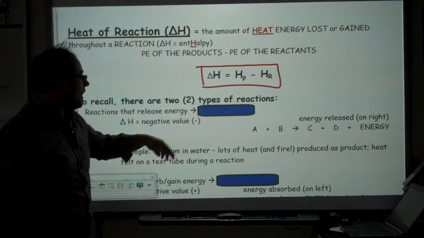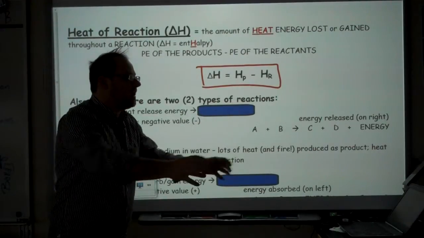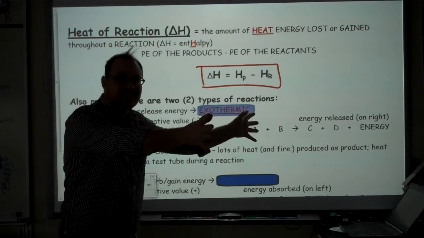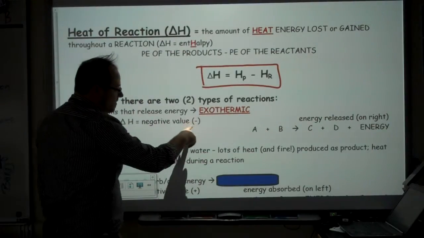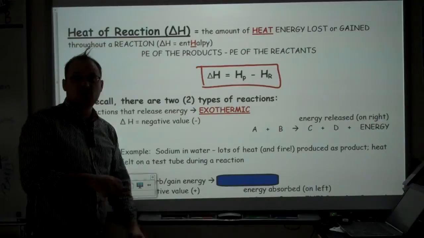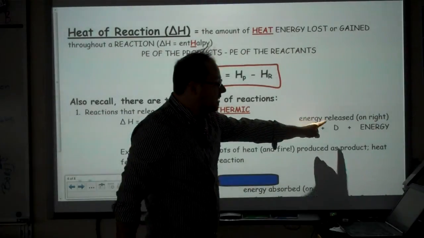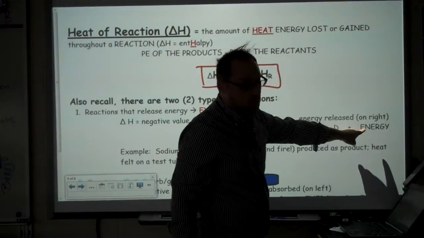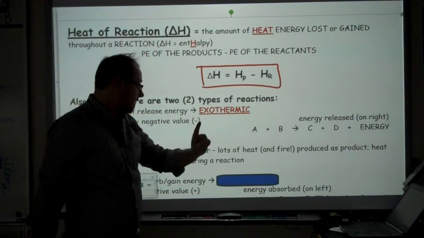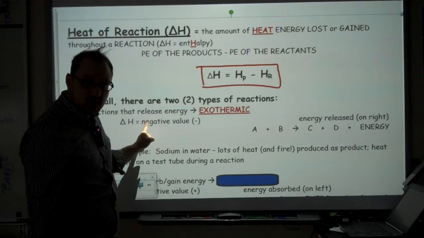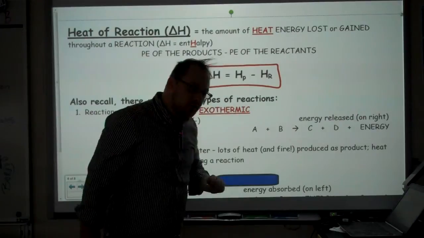Recall there are two types of reactions. Reactions that release energy. Energy goes out, it exits, it's exothermic. And delta H's for those types of reactions have a negative value to show the loss of heat. Energy released is shown on the right-hand side of an equation in that case. Okay, so this is an exothermic reaction. There's two ways to see it. Either delta H is negative, and it's listed for you, or you see energy as a product of the reaction.